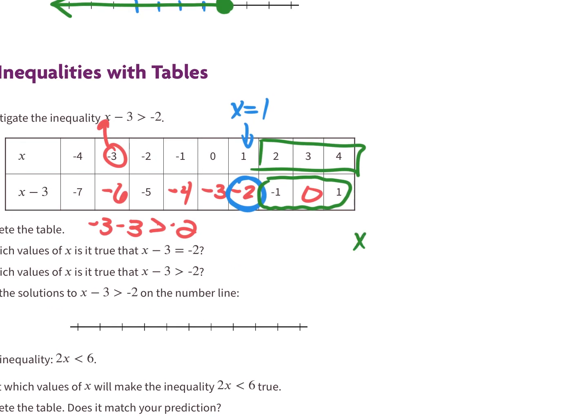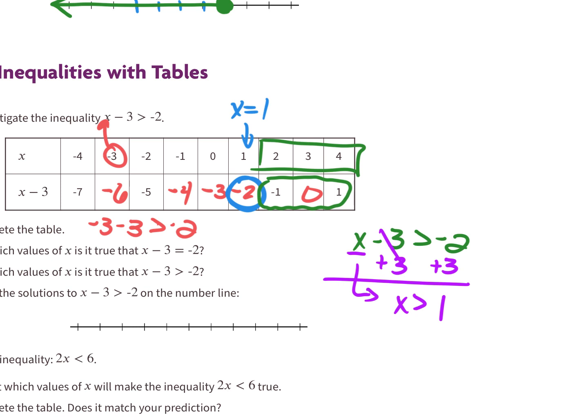Graph the solution. We can just solve this. x minus 3 is greater than negative 2. Remember, we want to get the x by itself, so we need to get rid of this minus 3. To get rid of a minus 3, we add 3. x is greater than 1. So here's 0, here's 1. Because there's no line underneath it, we're going to do an open circle. And if we make an arrow out of the sign, it goes to the right, so our line is going to go to the right as well.